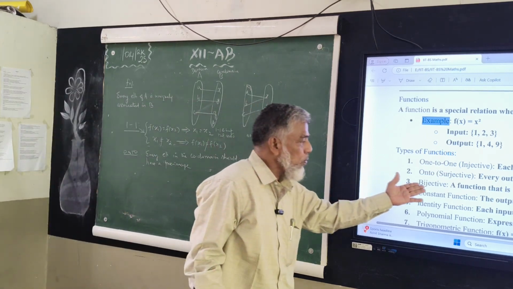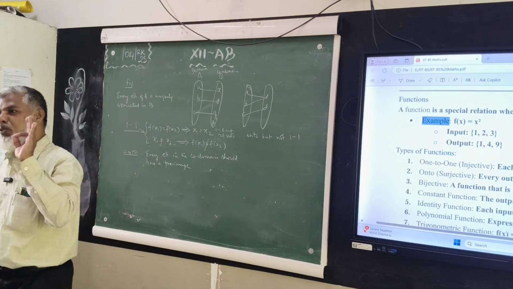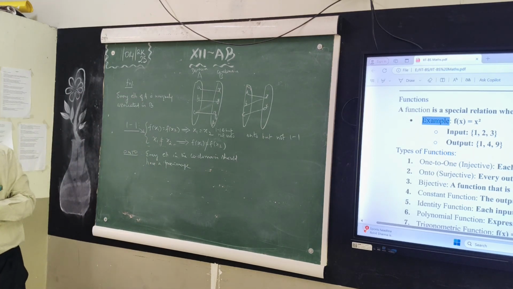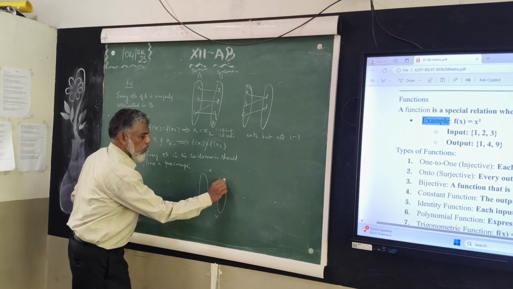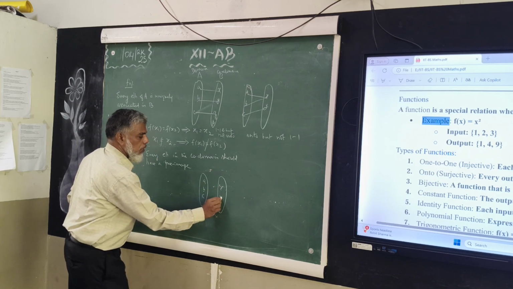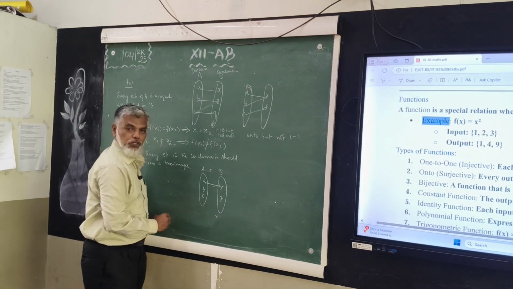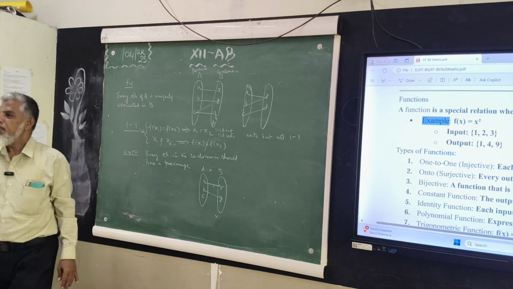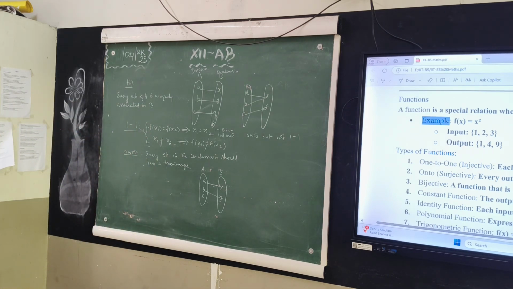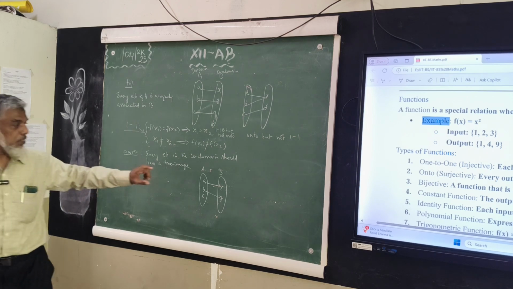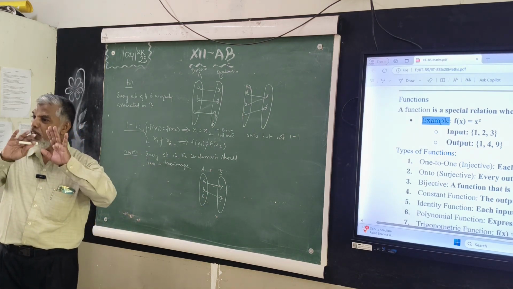Right. What is a bijective function? Both 1-1 and onto. Now give an example of both 1-1 and onto. A maps to this, B maps to this. Can you make it 1-1 and onto? No. That means we cannot make these elements 1-1 and onto.